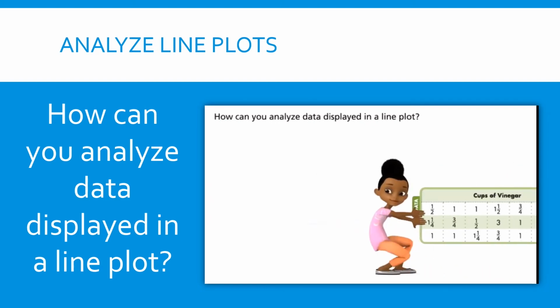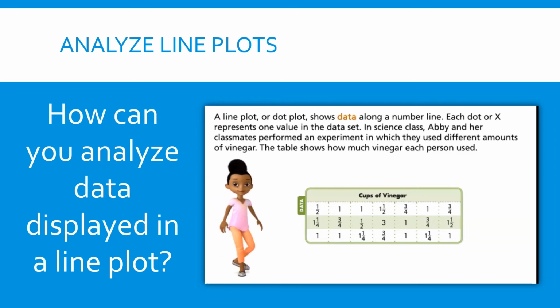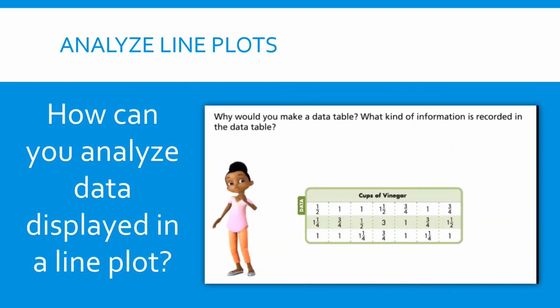How can you analyze data displayed in a line plot? A line plot, or dot plot, shows data along a number line. Each dot, or X, represents one value in the data set. In science class, Abby and her classmates performed an experiment in which they used different amounts of vinegar. The table shows how much vinegar each person used. Wow, science is fun! Why would you make a data table? What kind of information is recorded in the data table?